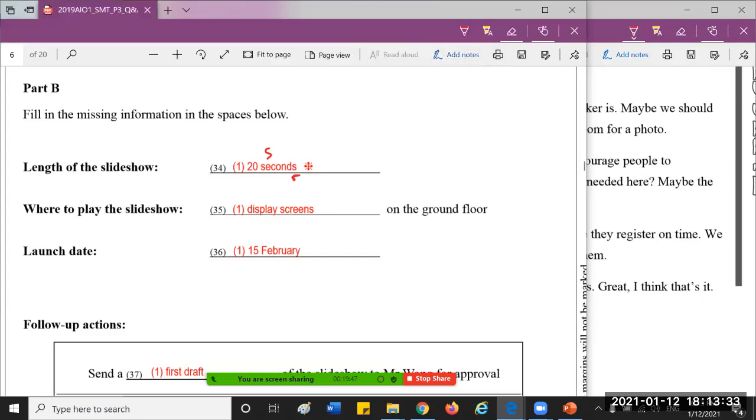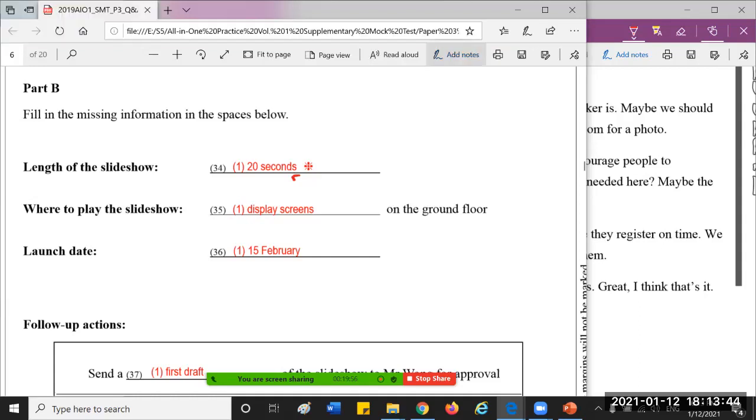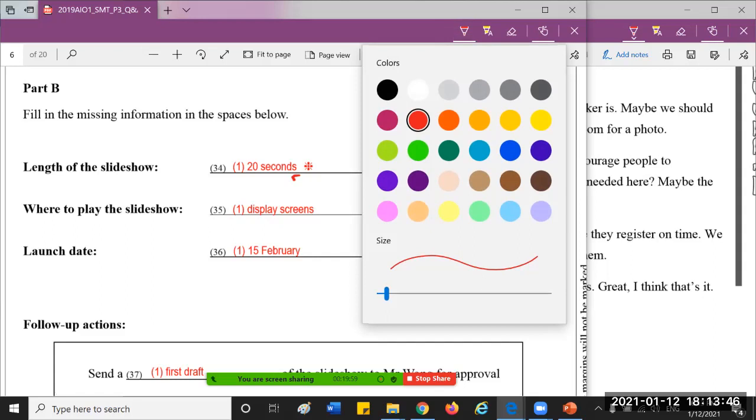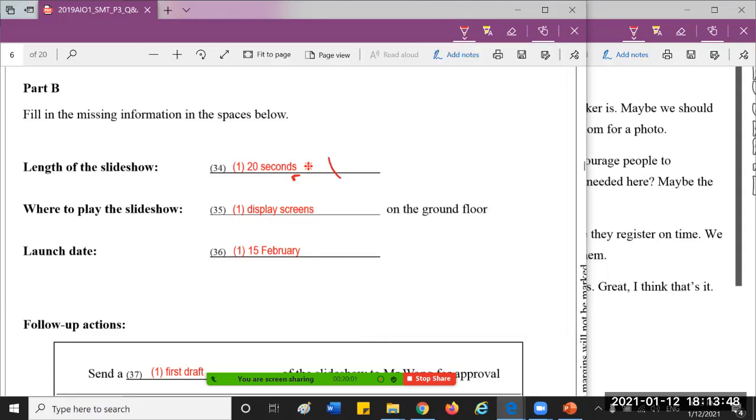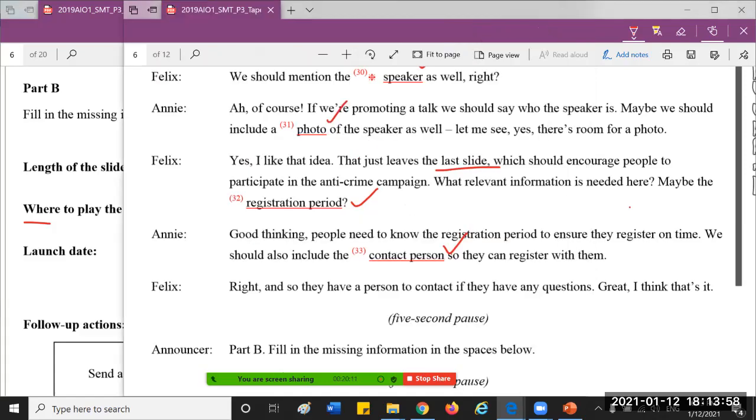Oh, actually, boys and girls, I prefer you not take that risk. I don't think we should accept the short form. You should be able to spell seconds by yourself. So yes, I insist that you need to spell the word seconds. Okay, seconds. Tick. Where to display the slideshow? It will be the display screens with S on the ground floor.